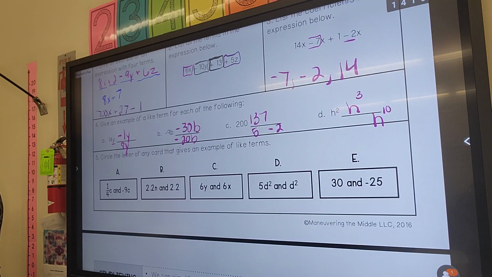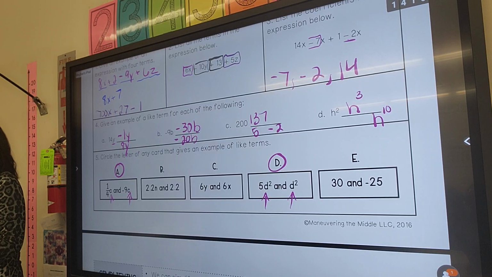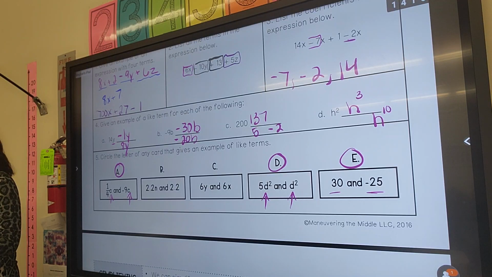Okay, so who can give me one card that has like terms? Row A. And those are because they both have the variable C. Who can give me a second card? Parker? D. Good. And that's because the exponents have the same base. And who has the last one? Is it E? It is E. Good job. And that's because those are both numbers, constants.